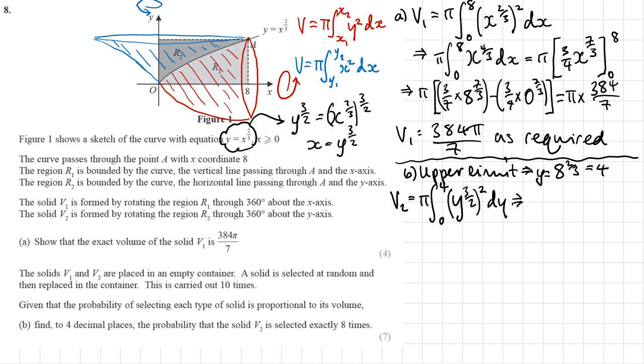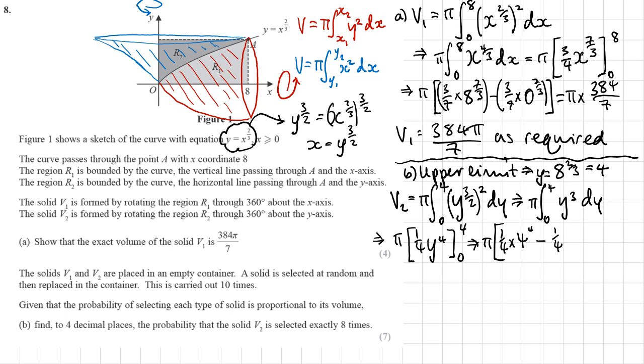So from that I'm going to get pi times by these limits of 4 and 0. So y to the power 3 over 2 squared becomes y cubed dy. That's easy enough to integrate. So I'll get pi times by a quarter y to the power 4 between these limits of 0 and 4. So that's going to be pi times by, and let's put these in, a quarter times by 4 to the power 4 minus a quarter times by 0 to the power 4, and that gives me 64 pi. So that's the volume of V2.